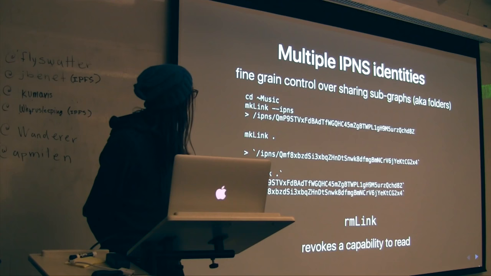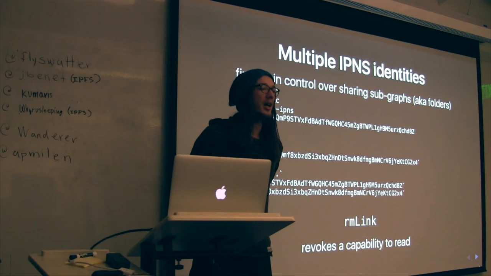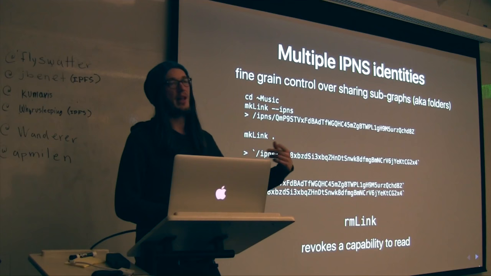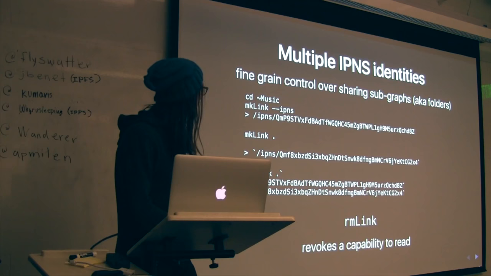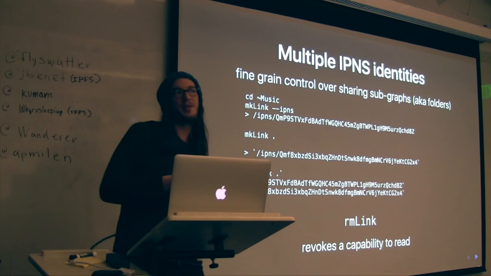But an IPNS link is a read capability. And after you revoke it, obviously the person can still read the last hash that was published to it, but they won't get any further updates. Multiple IPNS identities would be super awesome, and being able to bind them to folders.